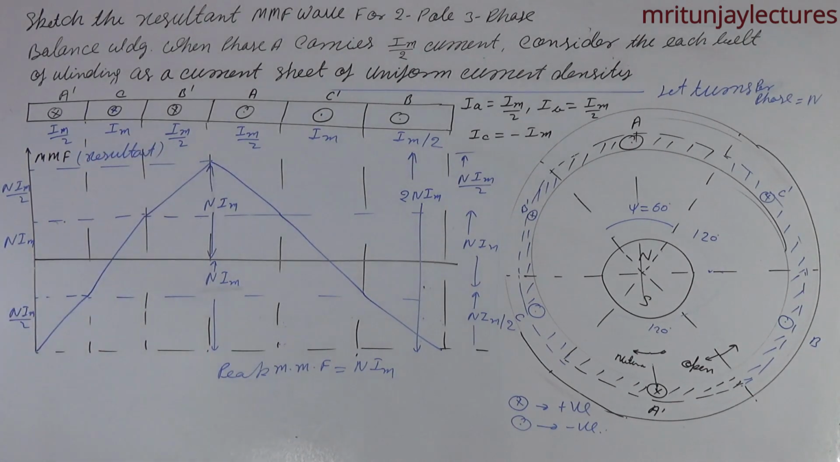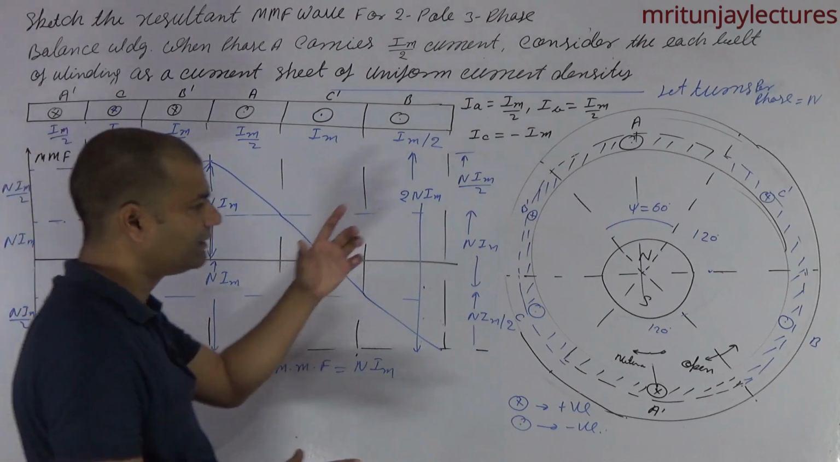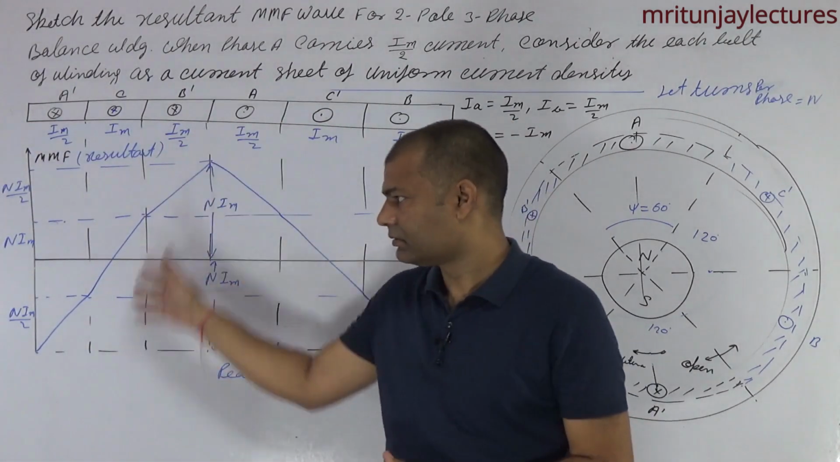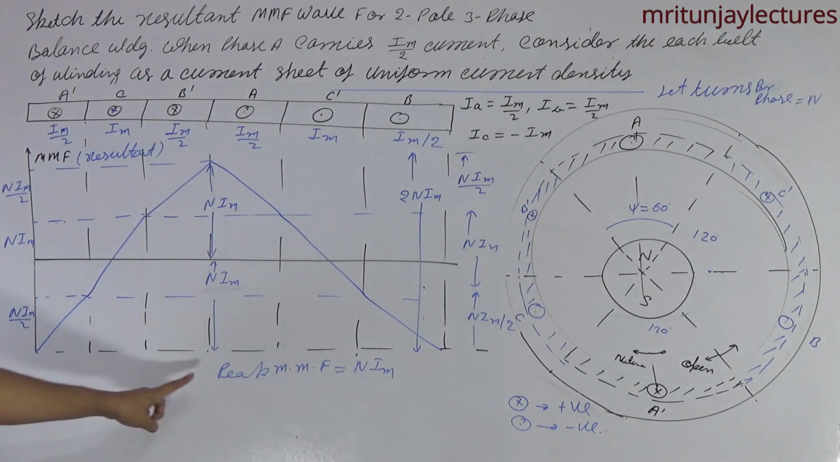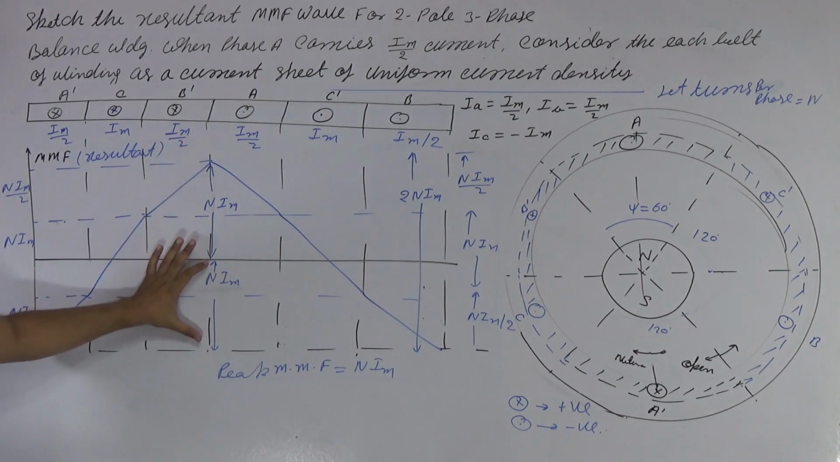Resultant MMF diagram. Finally complete the resultant MMF diagram when IA is equal to Im by 2, like this one. Okay, make it. And the peak MMF value is NIm. This is NIm. This is also NIm.